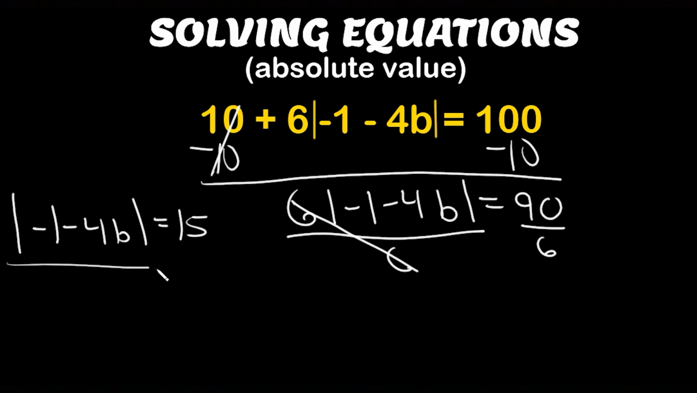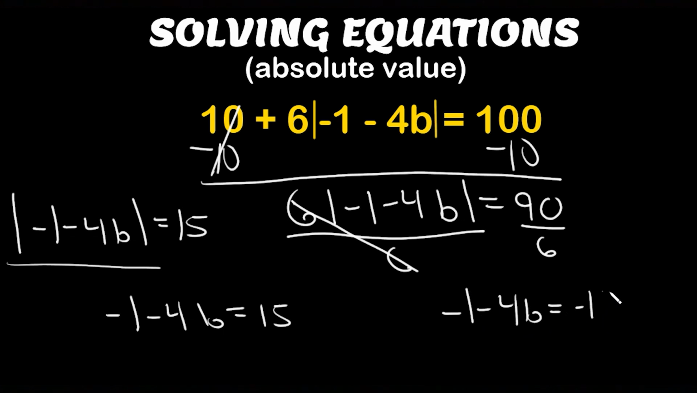Okay, so now I'm ready to go. I have this whole part isolated. I can go ahead and write my two different equations. I get negative 1 minus 4b equal to 15. And then the other one's going to be negative 1 minus 4b equal to negative 15. Okay? So here I'm going to add 1 and then divide by negative 4, right? That's what's going to end up happening.